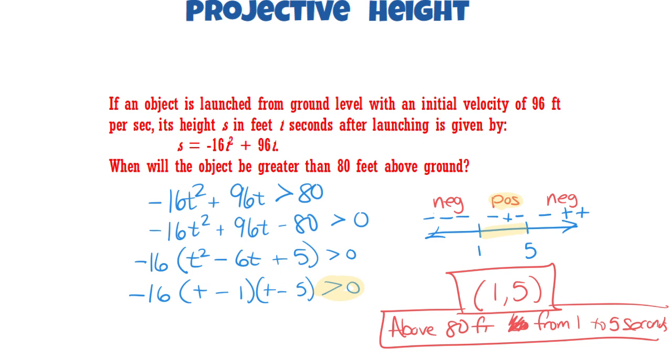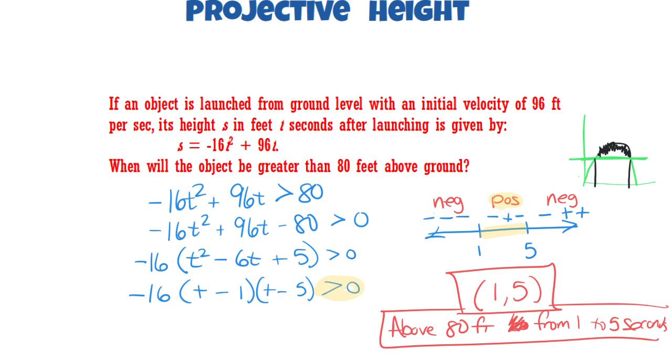And I'm going to show you what's going on in this. You know that this is a graph. It's an upside down parabola. It's gone up. It's coming back down. What you've done is you've determined that 80 feet is somewhere right here. This is 80 feet. And this is 1 second. This is 5 seconds. And you are above the 80 from 1 to 5 seconds. That's what you just found.